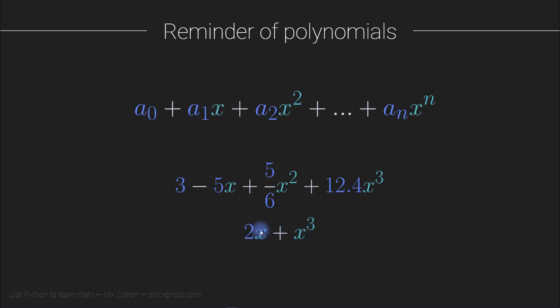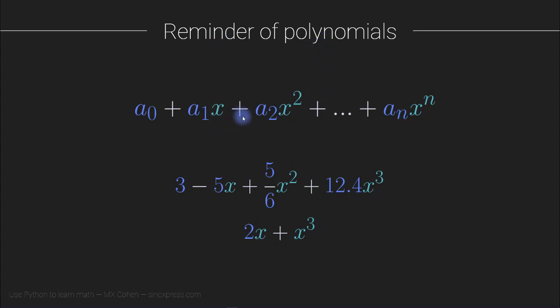Now, polynomials don't necessarily need to have every single power that you can see here. So there is no a0 here. There's no individual number not attached to the x, and there's also no x squared in here. Still, this is a third degree polynomial, or a degree 3 polynomial. So that's what a polynomial is.